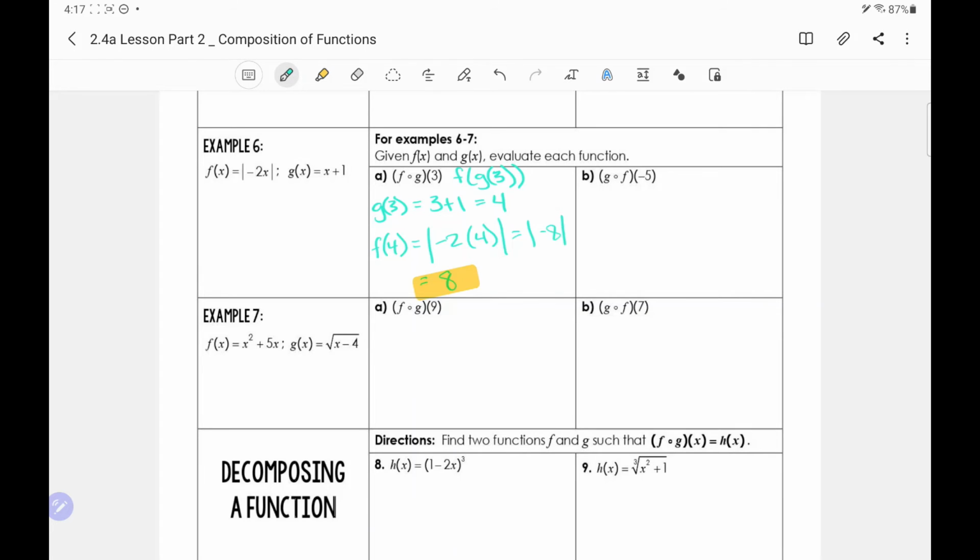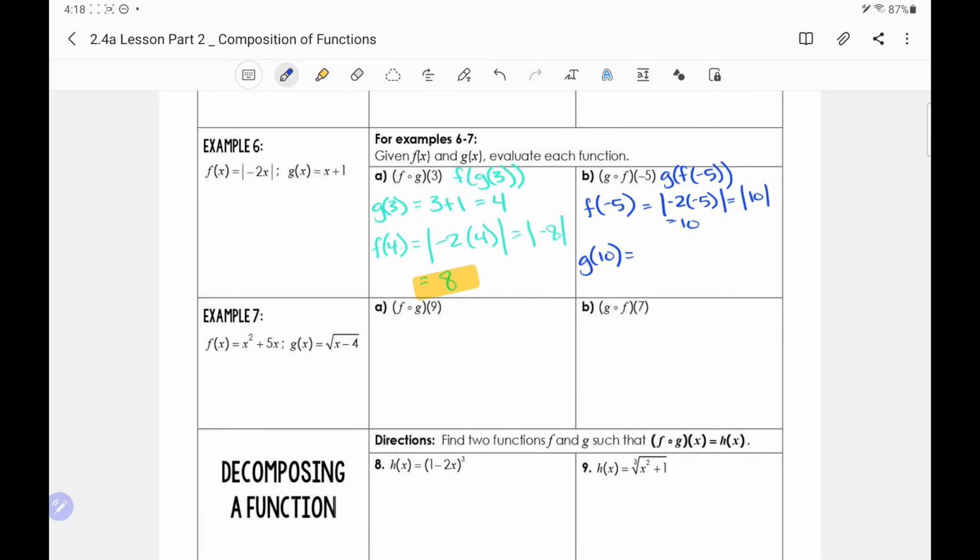So let's try B. If you want, go ahead and try this one on your own and then check your answer. We're doing the same thing again, but instead of f of g, it's g of f. So I have g of f of negative 5. So the first thing I need to do is f of negative 5. What is f? The absolute value of negative 2 times negative 5. Well, that's going to be the absolute value of 10, which equals 10. So now I'm going to do g of 10.